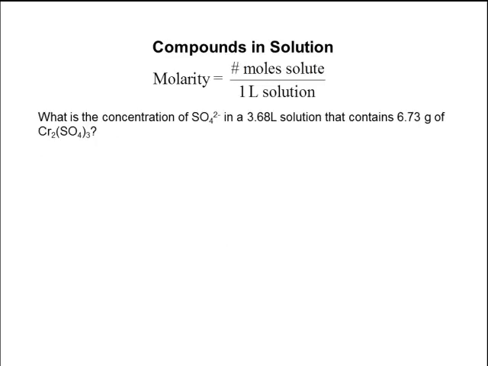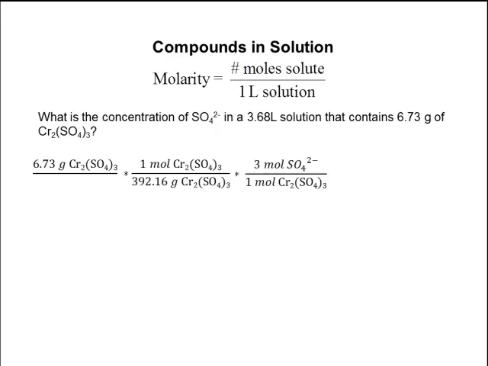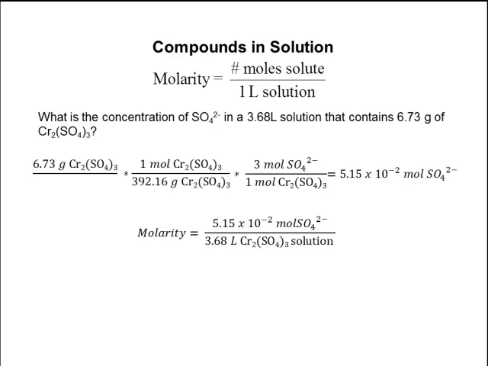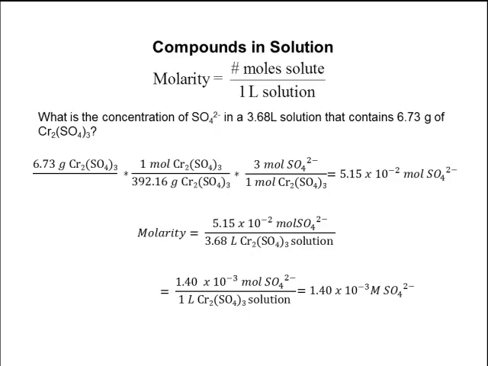What if I wanted to know the sulfate concentration? Well, I can still start with my 6.73 grams of the chromium 3 sulfate, use the molar mass to convert to moles, carry out my mole to mole ratio, and get the 5.15 times 10 to the negative 2 moles of sulfate. Take those moles, divide by the volume, and I get 1.40 times 10 to the negative 3 moles of sulfate per 1 liter of the chromium sulfate solution, or 1.40 times 10 to the negative 3 molar sulfate. Don't forget that zero. I need to have 3 significant figures, so I need to put 1.40.